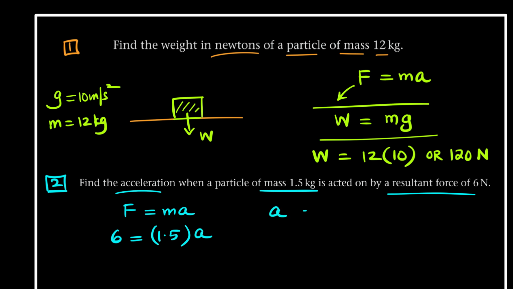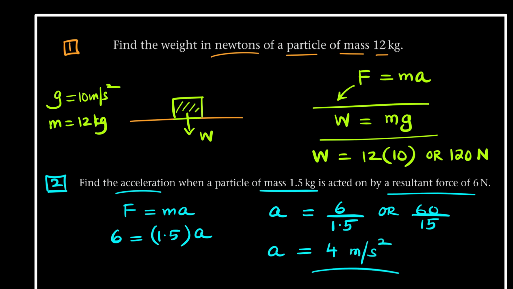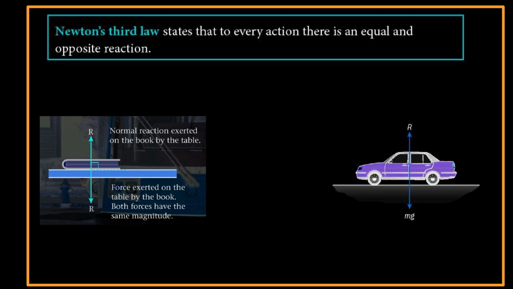So let's make a the subject, which is 6 divided by 1.5, which is the same thing as 60 divided by 15, playing around with decimals. So therefore, the value of a comes out to be 4 meters per second squared. So just two basic questions related to Newton's laws of motion, in particular, the second law of motion.